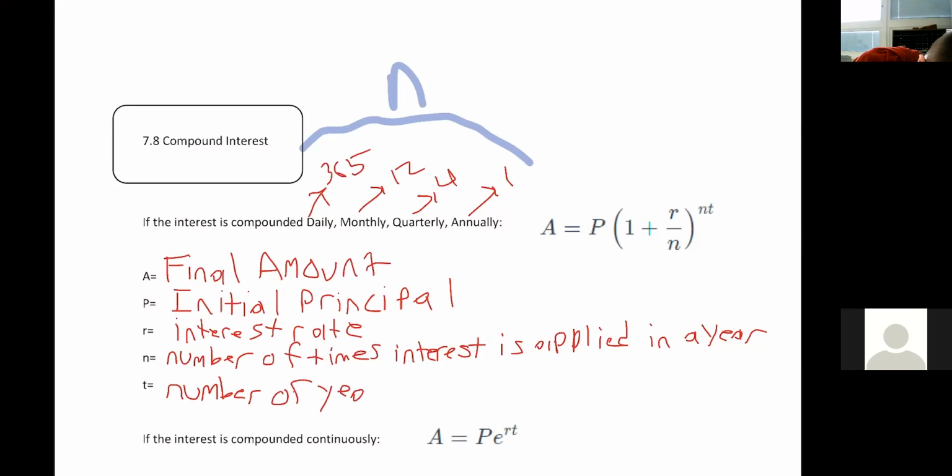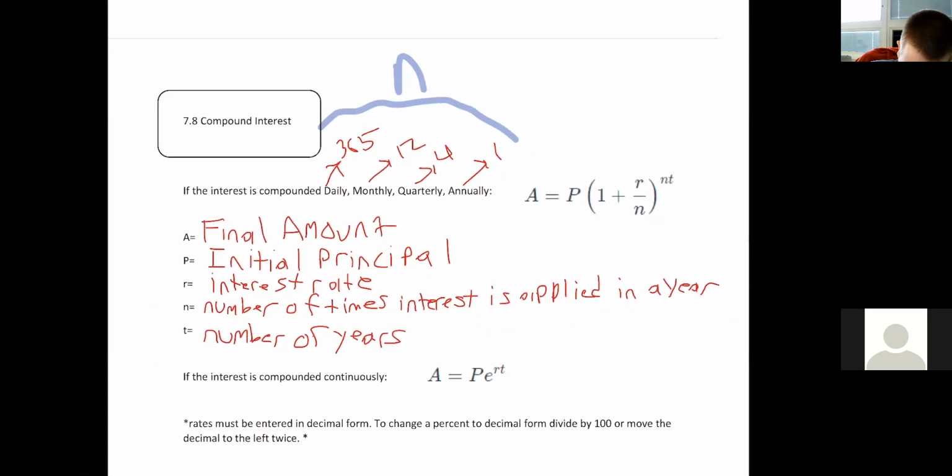You're going to see some of the problems we're looking at today say it's compounded daily, monthly, quarterly, or annually. If that's the case, we're going to be using this formula here. Sometimes they're going to say your interest is compounded continuously. What that means is that they're always calculating interest. Instead of doing it a set number of times per year, it's always being calculated throughout the year, like every second, every hour. If it's compounded continuously, you're going to use this formula with that constant e, Euler's number, which remember is a model of continuous growth.